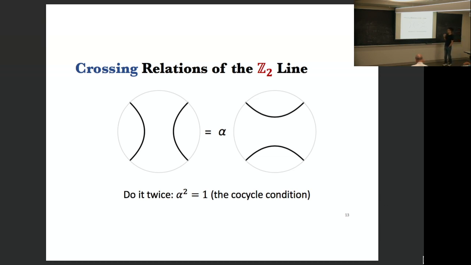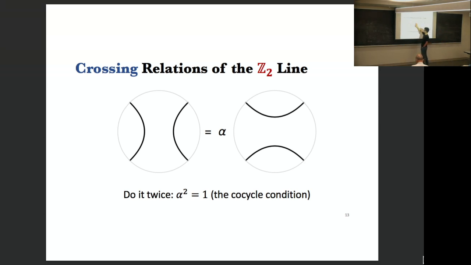So let's imagine we want to compute some Euclidean partition function of our 1 plus 1D quantum field theory on some Riemann surface. And on the Riemann surface, we insert various local operators as well as various topological defect lines. For a well-defined 1 plus 1D quantum field theory, there's an unambiguous number that you get for this partition function.